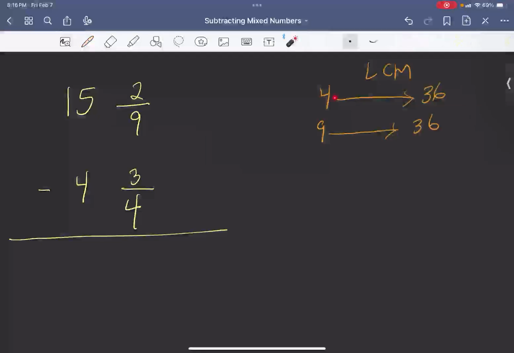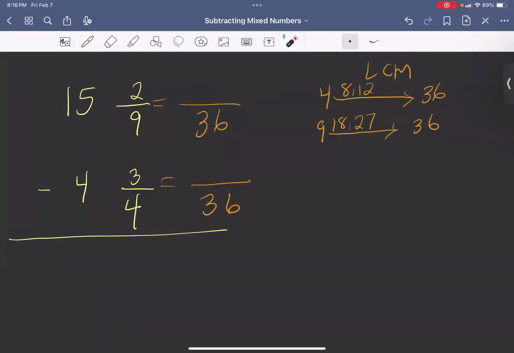So that'd be 4 times 1 is 4, 4 times 2, 8, 4 times 3, 12, etc. 9 times 1 is 9, 9 times 2 is 18, 9 times 3 is 27, 9 times 4 is 36. So that's how I got that. I skipped a step. So now the new denominator is going to be 36.